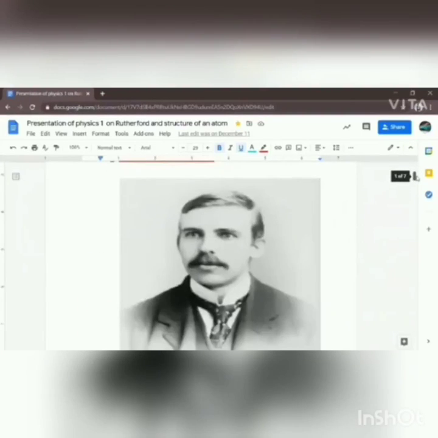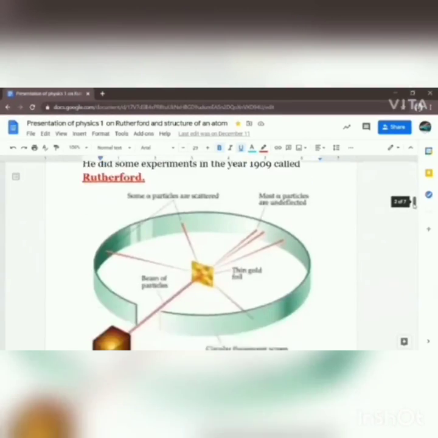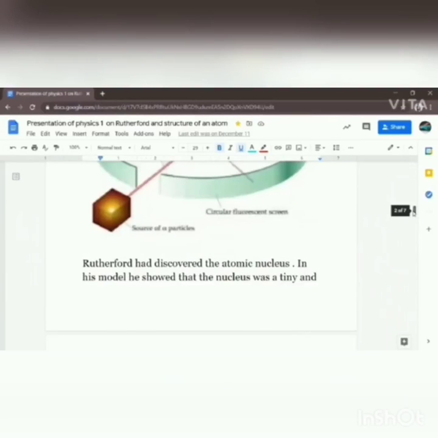This is Ernest Rutherford. Rutherford's nuclear model of an atom. He did some experiments in the year 1909. This is Rutherford's model. Rutherford had discovered the atomic nucleus in his model. He showed that the nucleus was a tiny and very dense region in the center of the atom with a large positive charge. He closely estimated the actual size of the atomic nucleus, which is about 10 minus 15 meters.